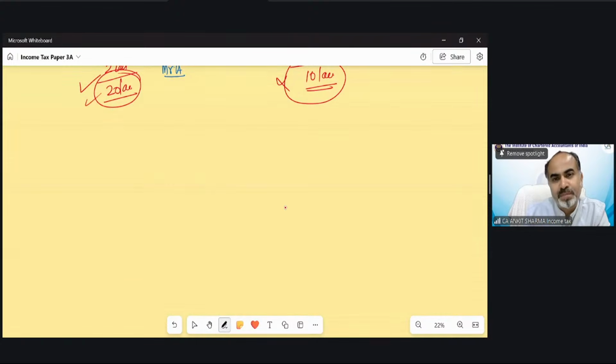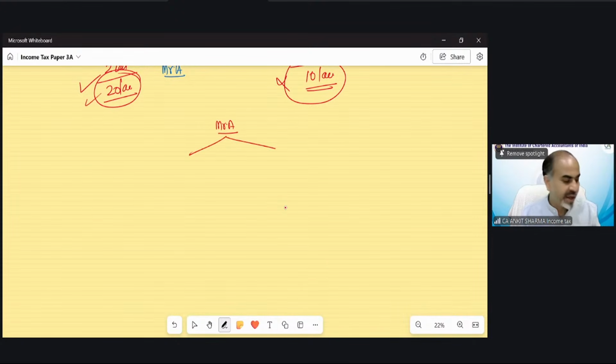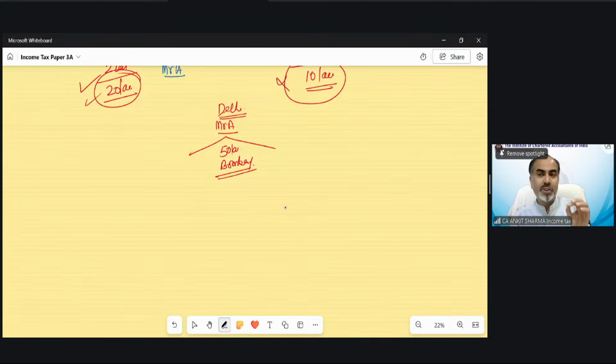Now suppose Mr. A, our client, comes to us and says the company is offering me a package of 50 lakh rupees. Suppose Mr. A belongs to Delhi and he says the company is offering me a package of 50 lakh rupees in Bombay. How should I structure my salary? The company is ready to pay me this 50 lakh rupees.